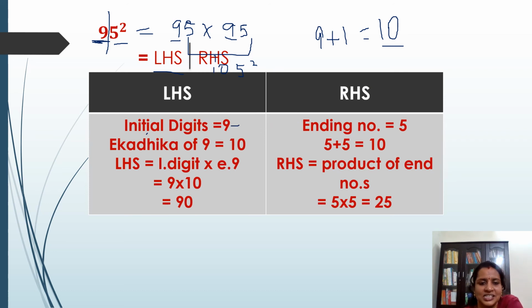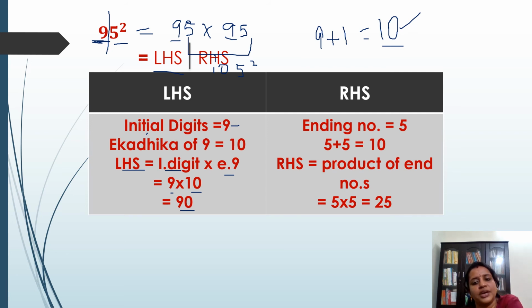Initial digit is 9, isn't it? Yes, initial digit is 9 and ekadika of 9 is 10. My LHS is initial digit into ekadika of that initial digit. So my answer is 9 into 10 equal to 90. My LHS is 90. For my RHS, what am I doing?